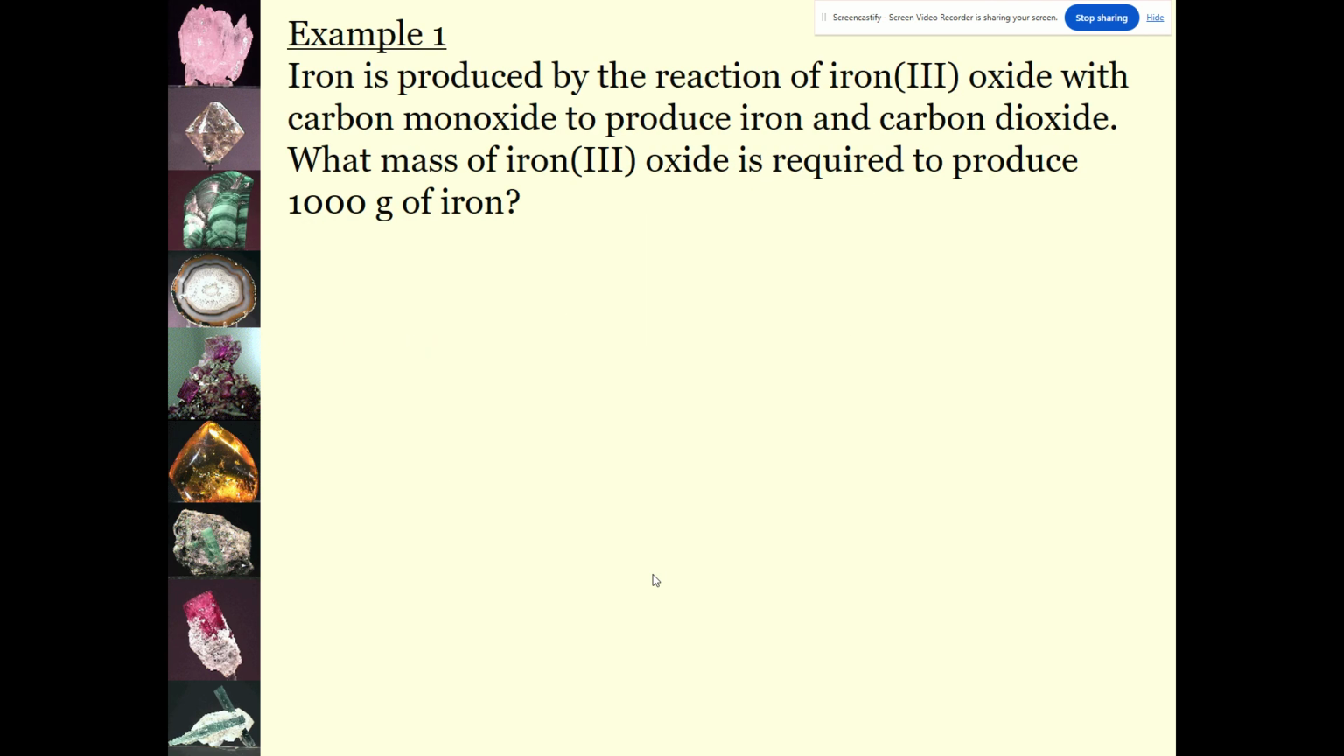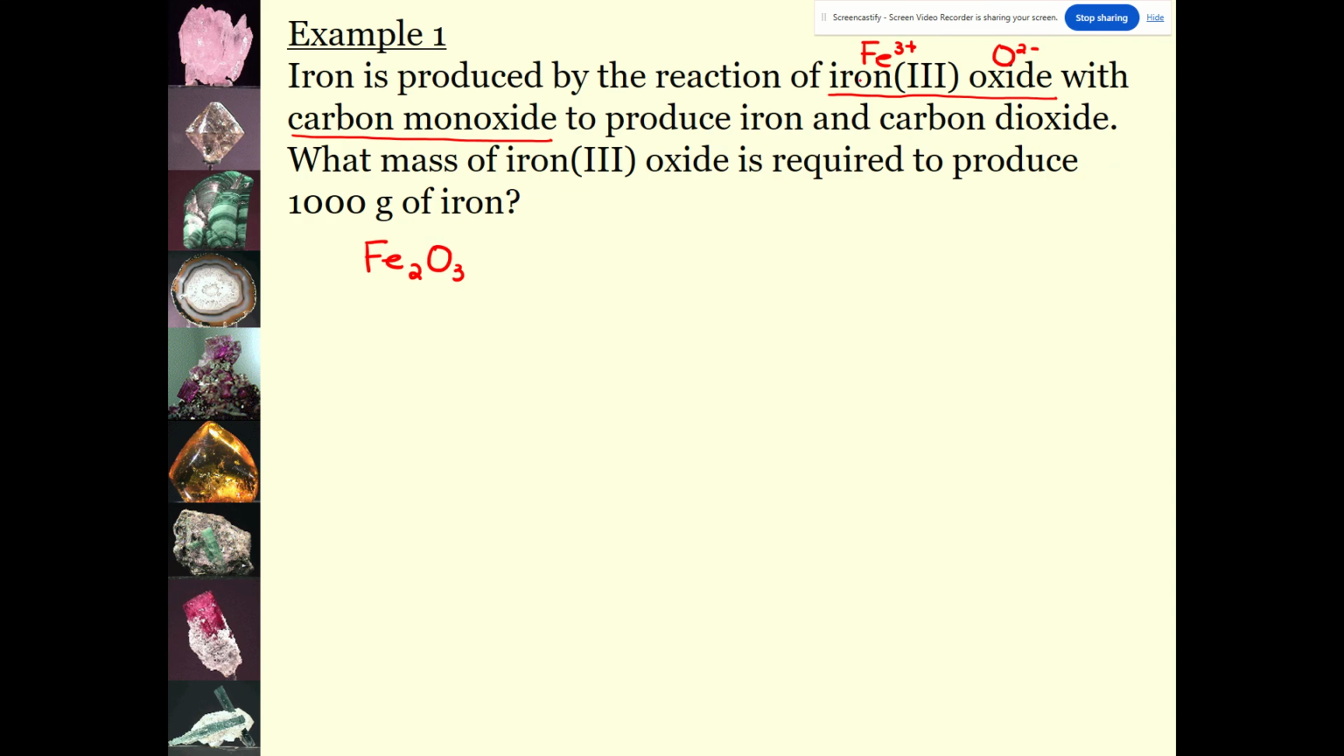Okay, so here is my first example. Now, this is a complicated reaction, so you're given all the information of it. It doesn't always fit our 5 reaction types. It says iron is produced by the reaction of iron 3 oxide. So that means iron with a 3 plus, oxide is oxygen with a 2 negative, is reacting with carbon monoxide. Okay, that's a molecular compound. So we are given the formula with its prefix name.